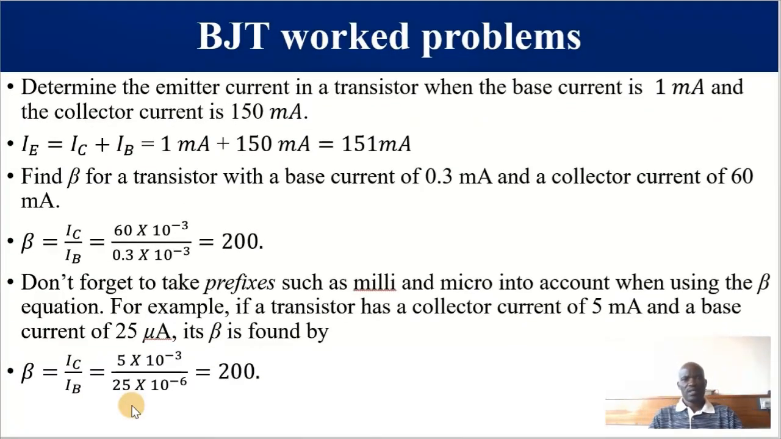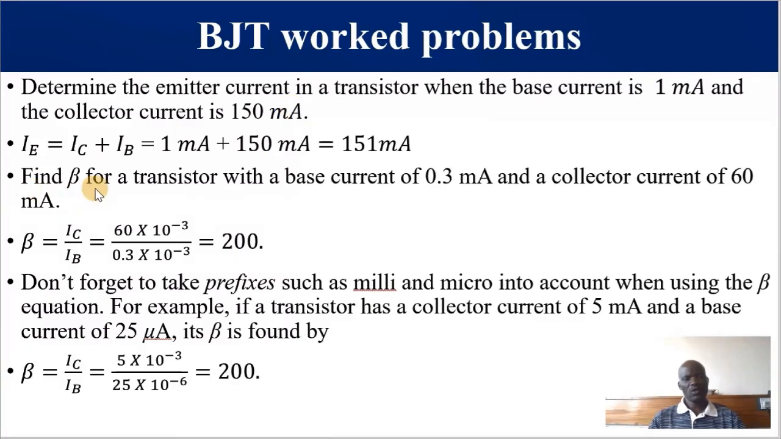BJT worked problems. Number 1, determine the emitter current in a transistor when the base current is 1 milliamp and the collector current is 15 milliamps. We know that emitter current is equal to collector current plus base current. So you simply add the 2 and you get 16 milliamps. Guys, you must be able to convert from milliamps to amps because some examiners can mix these 2 units. So when you add them, you must make sure that they are in the same unit.